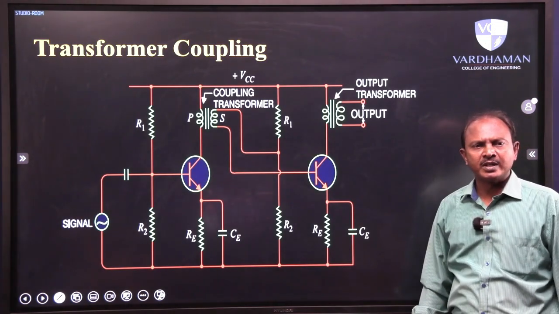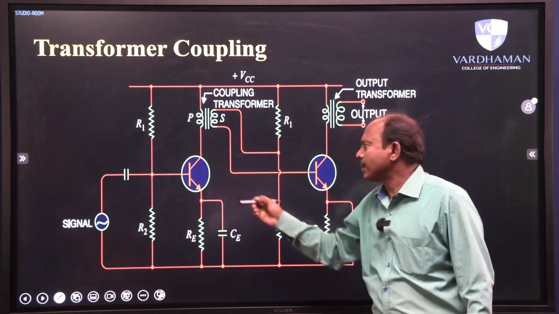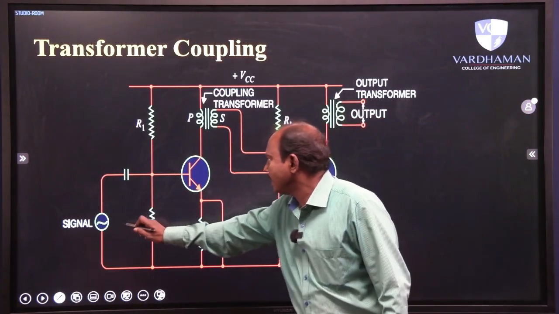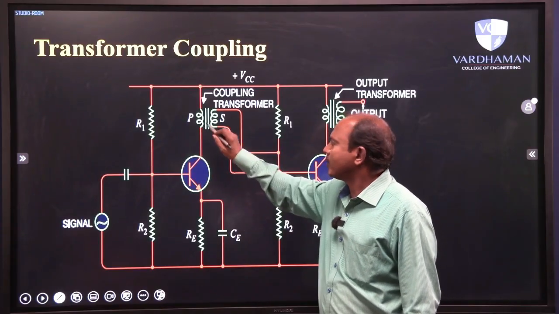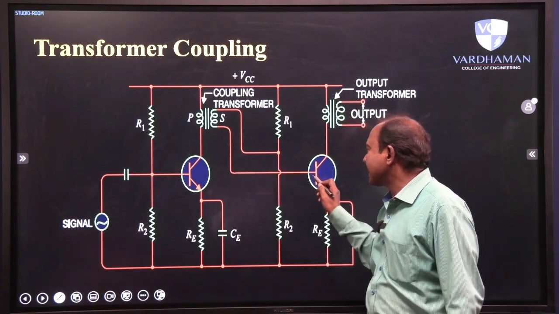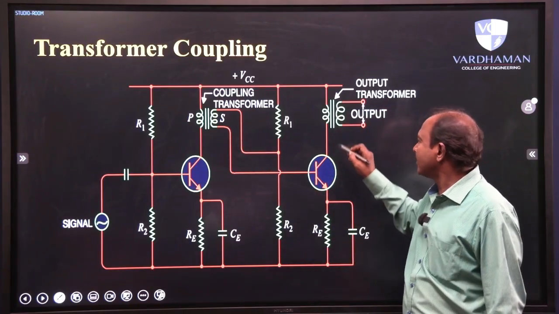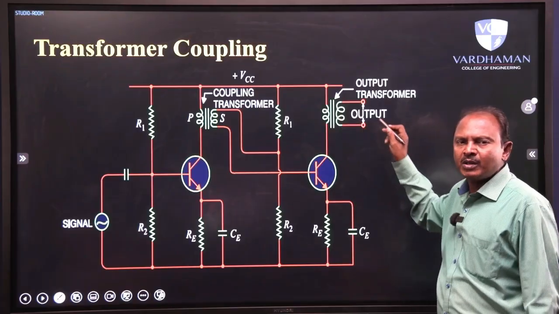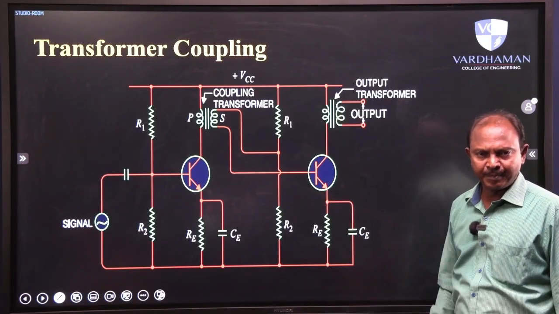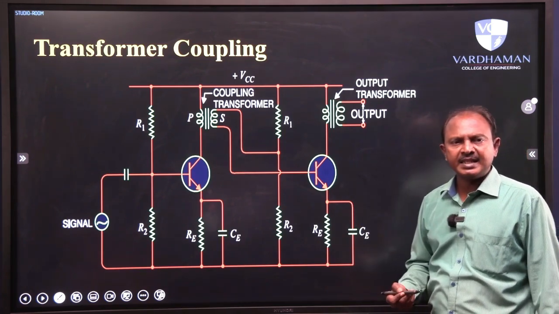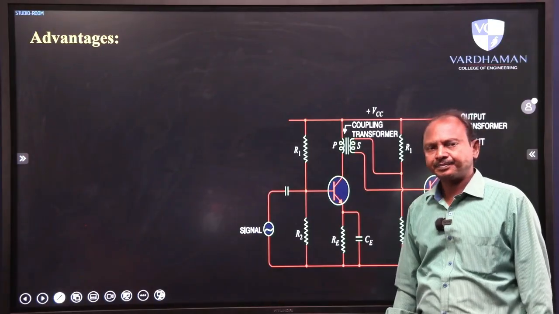Now let us go for the transformer coupling scheme. If you look into this coupling scheme, the input signal is applied to the first stage and the output of the first stage is coupled to the input of the second stage via a transformer. Then the output of the second stage is coupled to the load via a transformer. Hence, we can claim that this is a transformer coupling scheme. Now, let us consider the merits and demerits of this coupling scheme one by one.